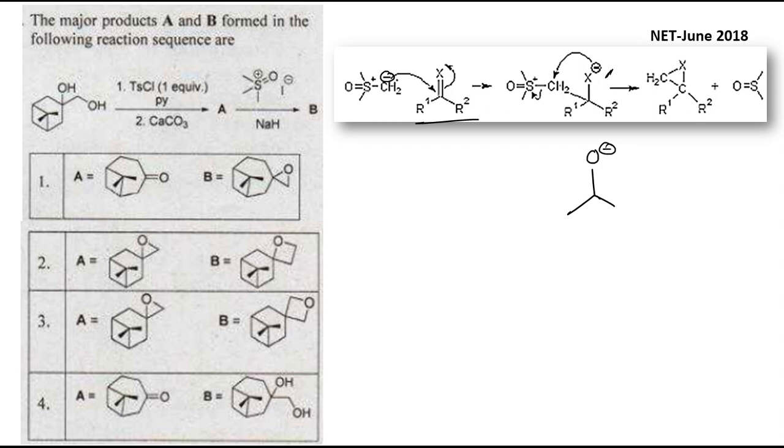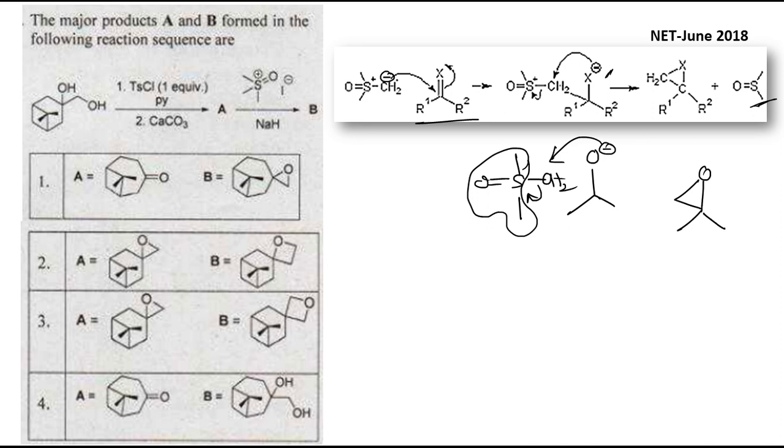So it will attack this CH2. And there is sulfur on the other side with 2 methyl groups and a double bond. So this will now be removed. So this is the whole group. It will be removed in the form of dimethyl sulfoxide. And finally, what are we getting? We are getting this type of ring, a 3-member ring with 2 R groups.